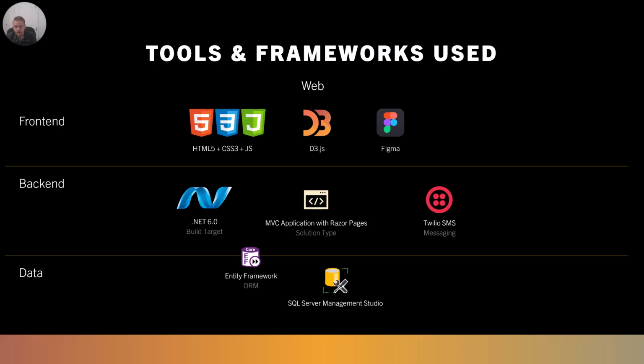And then Figma for the design aspects of all of this that are going to come immediately after this. With regards to backend, it was built on .NET 6.0. It's an MVC application with Razor Pages, and that's going to be a recurring theme for a lot of my projects. And then Twilio SMS for messaging, using the pre-approved cell phone number that we had in place to deliver those OTP messages to people direct to their cell phone as a means of 2FA. And then for data, we've got Entity Framework as the out-of-the-box ORM that's traditional of a lot of .NET applications, and SQL Server Management Studio for handling queries and procedures with databases.